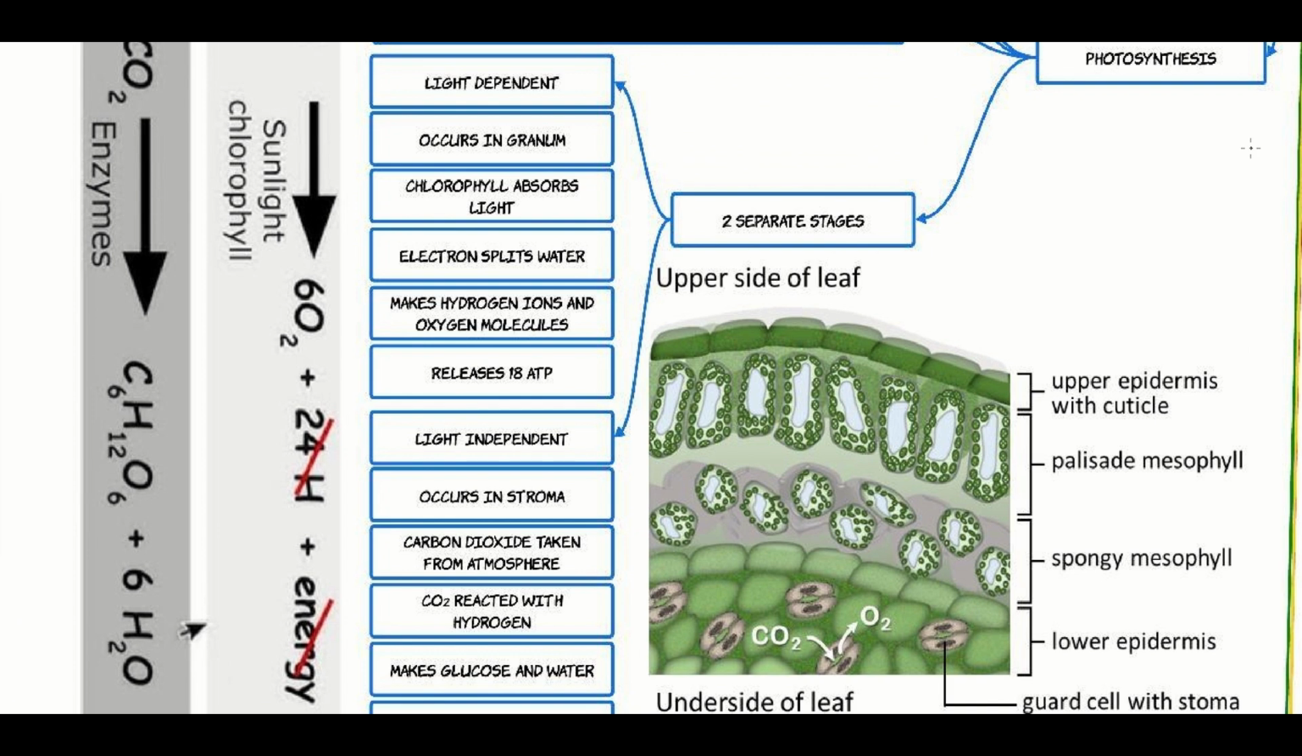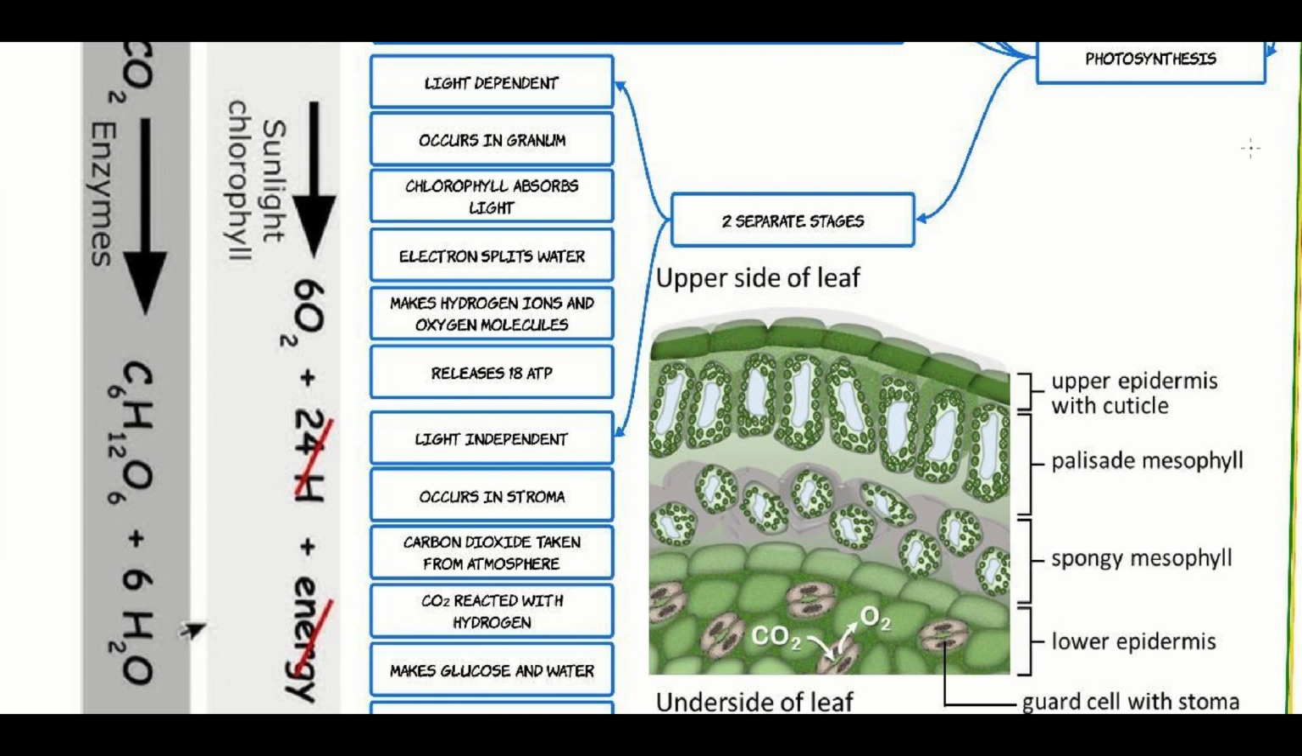Photosynthesis has two separate stages. It has the light-dependent reaction, which requires light and occurs in the granum. Chlorophyll absorbs the light, which ejects an electron, and that electron makes water split in a process called photolysis. This makes hydrogen ions and oxygen molecules. It also releases 18 ATP.